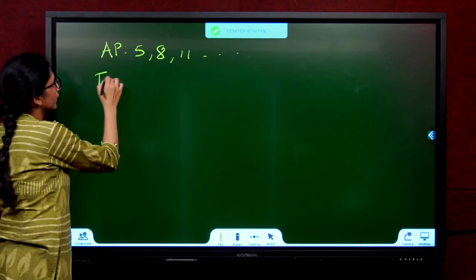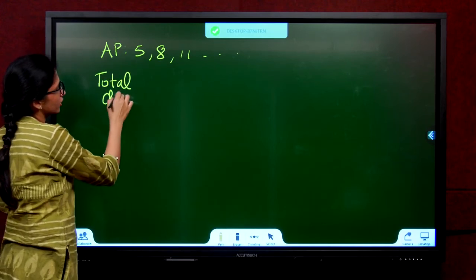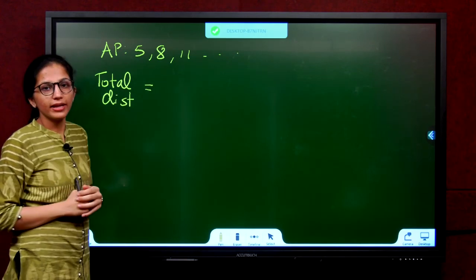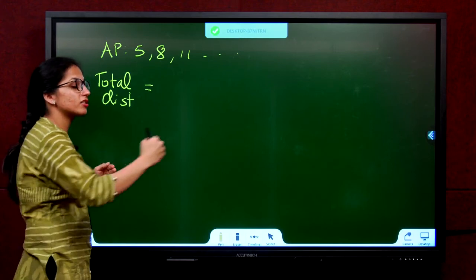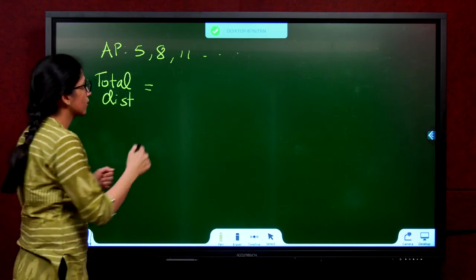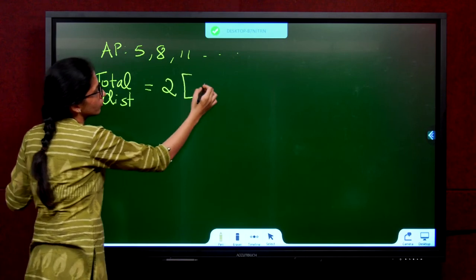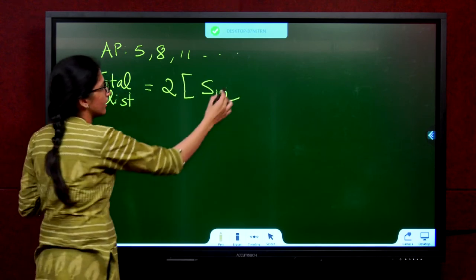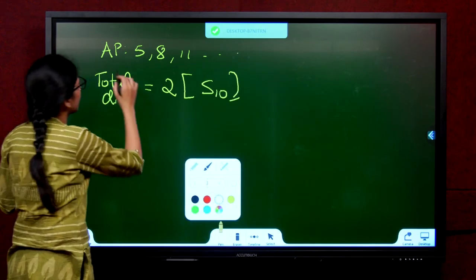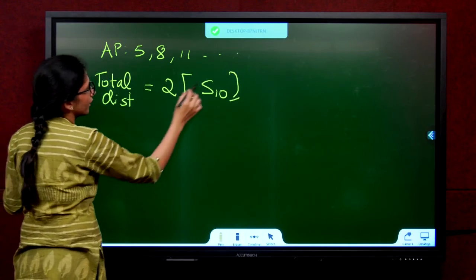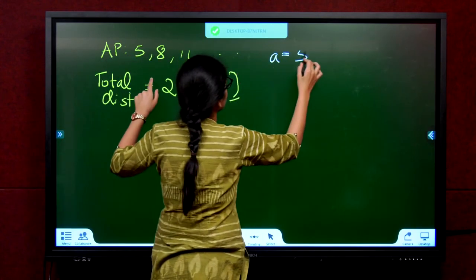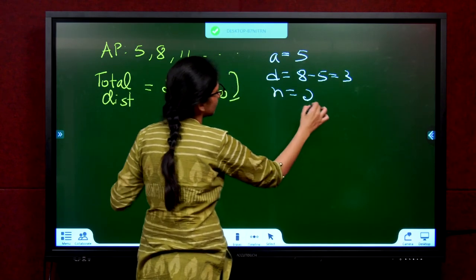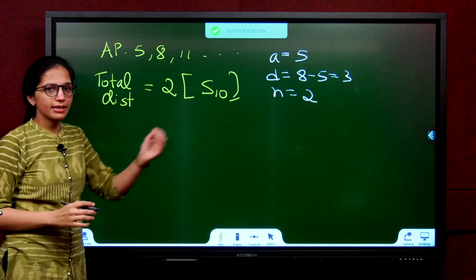Understand, the total distance that she ran is not just the addition of all this. Why? It is addition, yes, but it is 2 times. So can I write 2 into S10, for 10 potatoes? Before that, what is the value of A? Value of A is 5. D is 8 minus 5, which is 3. N is 10.